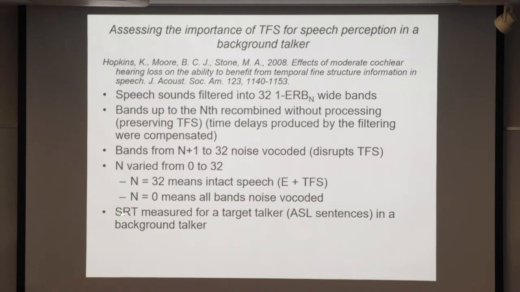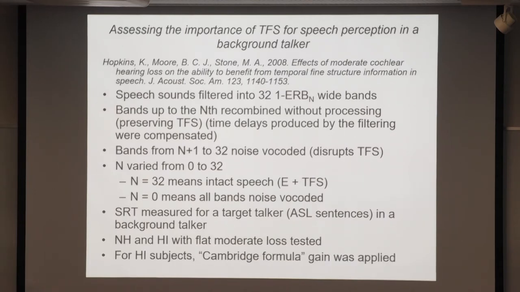And we measured speech reception thresholds for identifying the speech of a target talker using sentences in the presence of a single background talker. And we tested two groups of subjects, normal hearing subjects and hearing impaired subjects who were selected to have moderate flat cochlear hearing losses or sensorineural hearing losses. And for the subjects with hearing loss, we applied frequency-dependent amplification to compensate for their hearing loss using something that we call the Cambridge formula. You can think of this as like the NAL formula for amplification, but just our own flavor of it, if you like. But it ensures that the speech is audible in each frequency channel while maintaining a comfortable loudness.